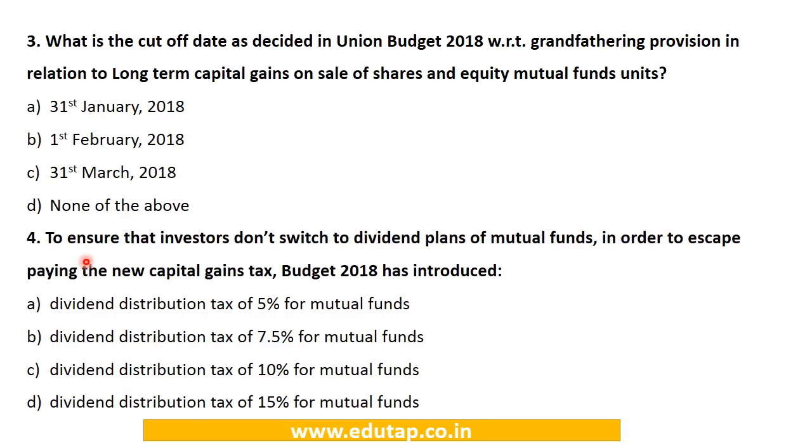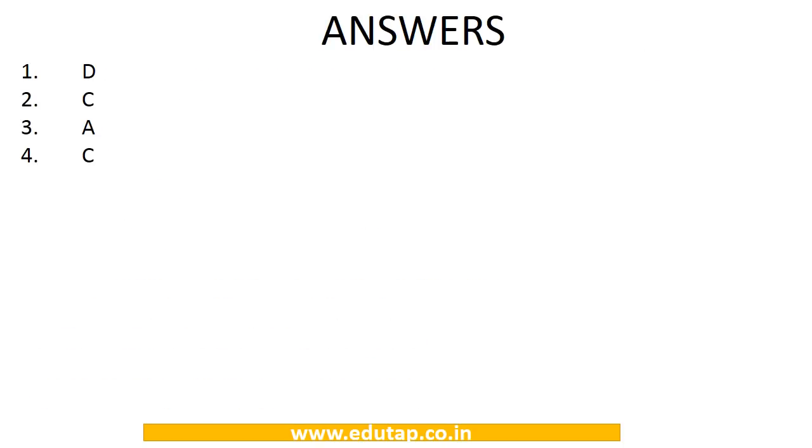To ensure that the investors do not switch to dividend plans of mutual fund in order to escape paying the new capital gain tax, Budget 2018 has introduced dividend distribution tax of 5% for mutual funds, 7.5% for mutual fund, 10% or 15%. So this again has been covered by us. The answer is option number C, dividend distribution tax of 10%. So these are the answers.